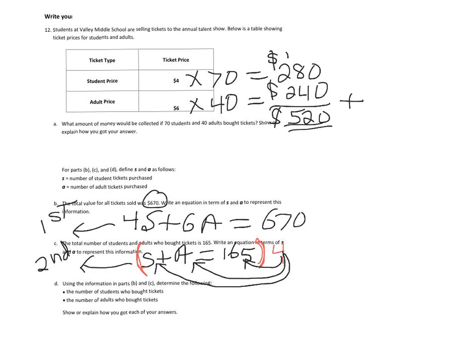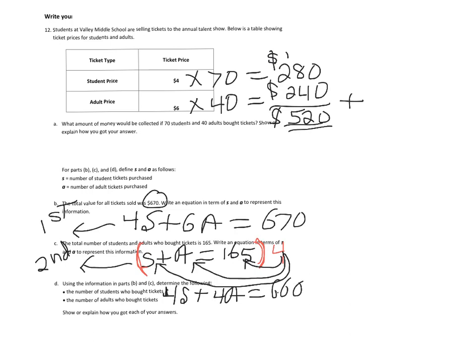Now let's do that. S times 4 is 4S, plus A times 4 is 4A, equals 165 times 4, which gives you 660.